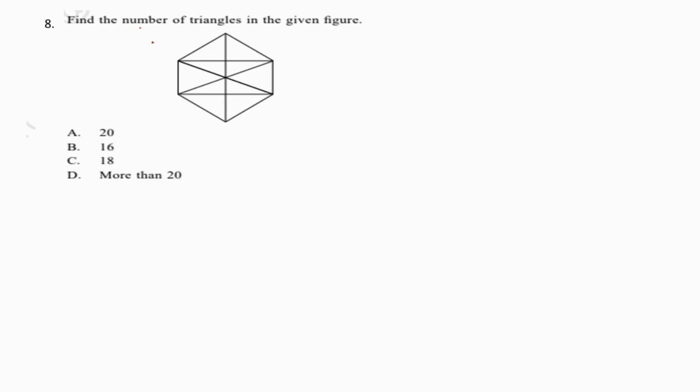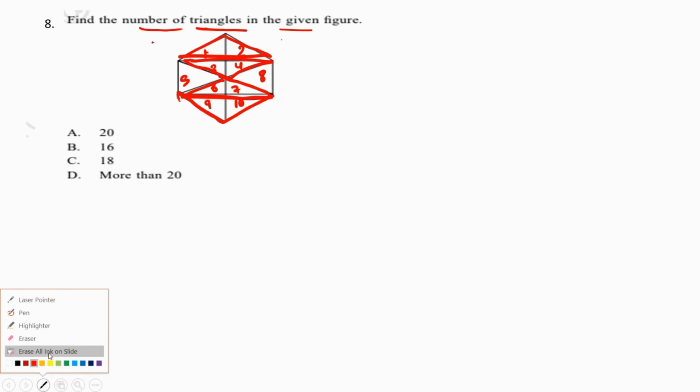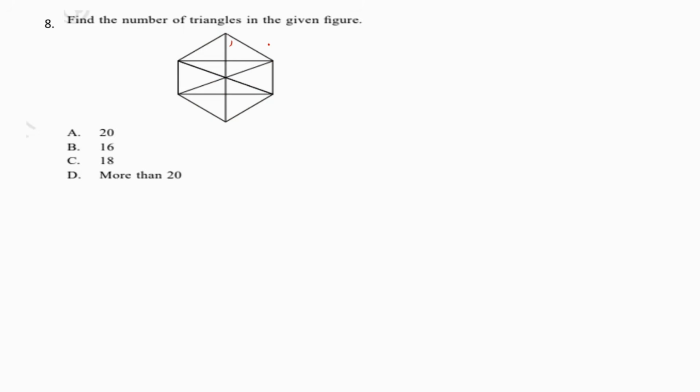Next, question number 8 wants us to find the number of triangles in the given picture. Let's count the individual ones. 1, 2, 3, 4, 5, 6, 7, 8, 9, and 10. Now combining 2, this is 11. This is 12. This is 13. And yes, this is 14. So we have 14 so far. Now we can also take these two, 15 and 16 over here, 17 and 18 over here.